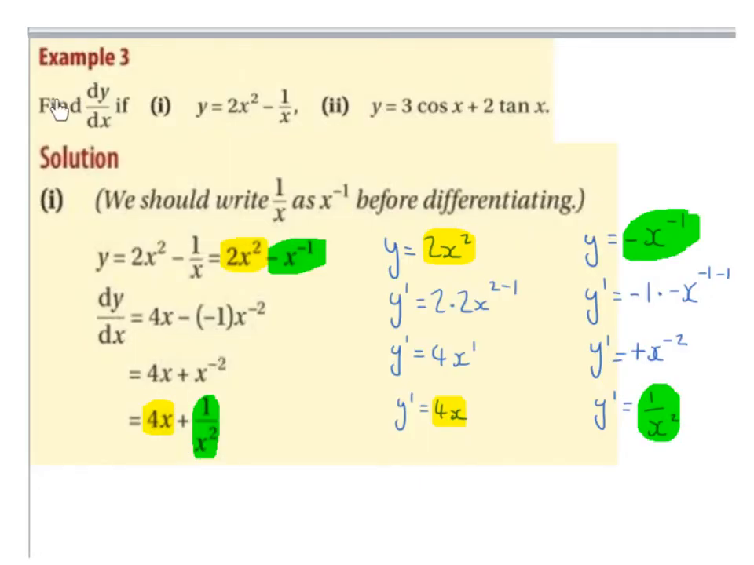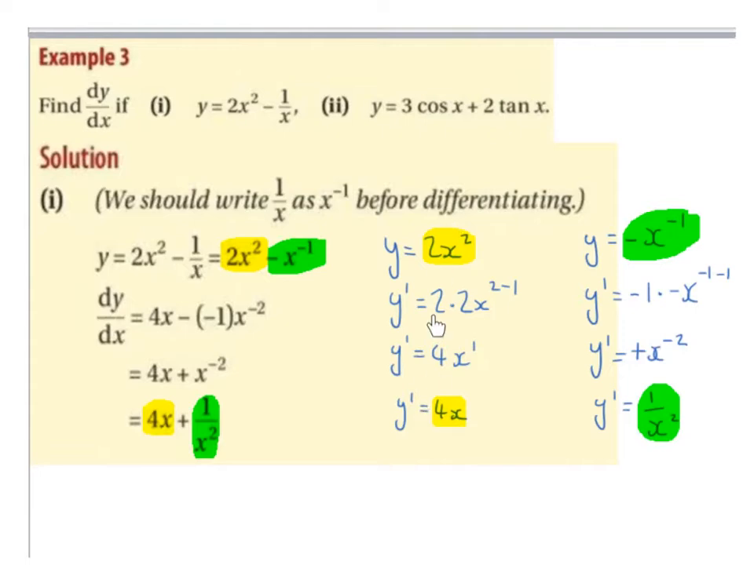Example 3. Find dy/dx if y is equal to 2x squared minus 1 over x. So we should write 1 over x as x to the power minus 1 before differentiating. So y equals 2x squared minus 1 over x can be rewritten as 2x squared minus x to the power minus 1. So dy/dx is going to be 4x, so the 2x squared will become 4x.